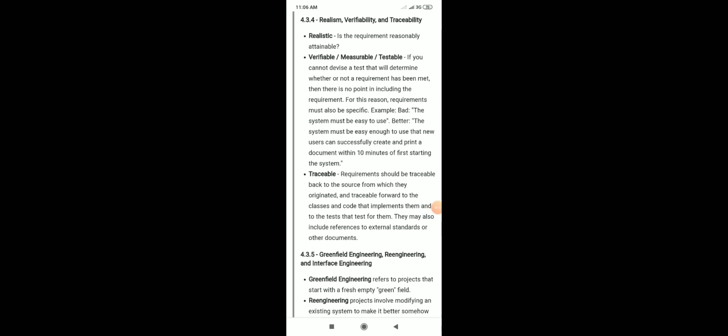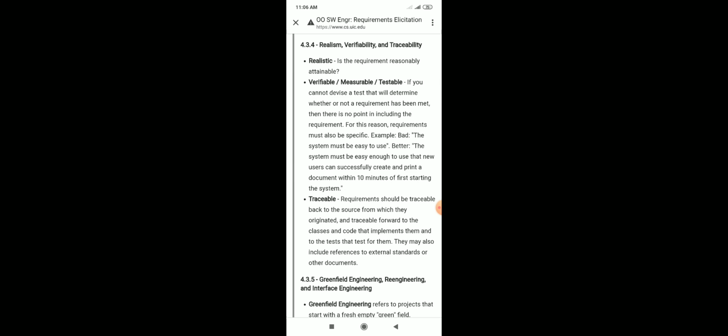We are discussing requirement elicitation concepts. The next point is realism, verifiability and traceability. The three most desirable properties of a requirement specification are that it must be realistic, verifiable and traceable.